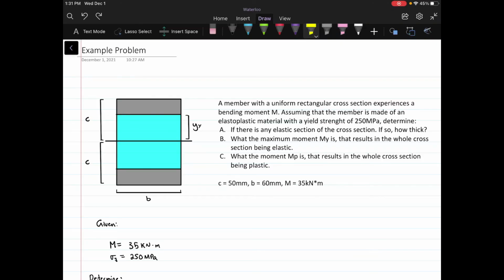A member with a uniform rectangular cross-section experiences a bending moment M. Assuming that the member is made of an elastoplastic material with a yield strength of 250 MPa, determine: A, if there is any elastic section of the cross-section, and if so, how thick; B, what the maximum moment My is that results in the whole cross-section being elastic; and C, what the moment Mp is that results in the whole cross-section being plastic. For this question, the dimensions of the cross-section are given, the moment is given, which is 35 kilonewton meters, and the yield strength is given.